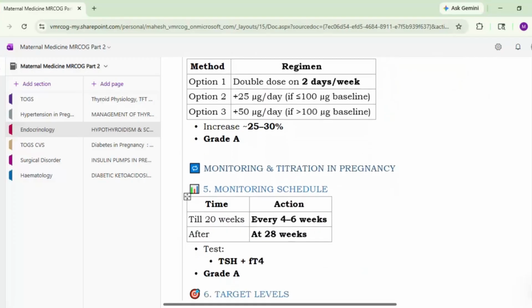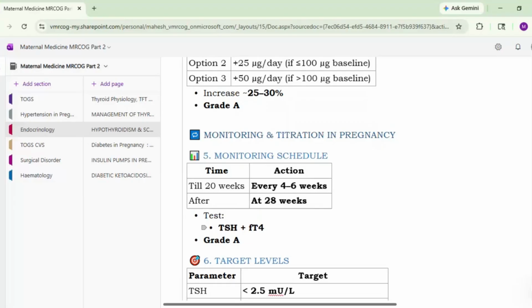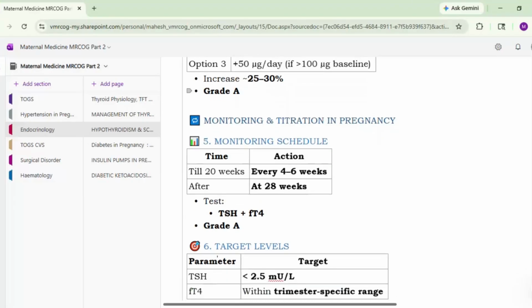So monitoring and titration in pregnancy: till 20 weeks, every 4 to 6 weeks, and after that repeat at around 28 weeks of gestation. We'll do the TSH and FT4 for these patients. So she is hypothyroid requiring LT4, becomes pregnant, we'll increase the dose. On any 2 days, she can double the dose, or if baseline dose is less than or equal to 100, increase is 25 microgram. Baseline dose more than 100, increase 50 microgram per day. Then monitor till 20 weeks every 4 to 6 weeks, and after that at 28 weeks.